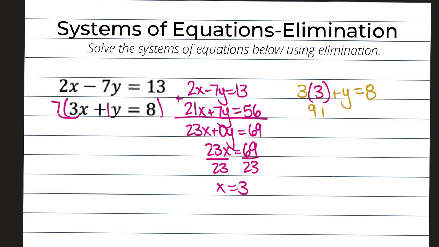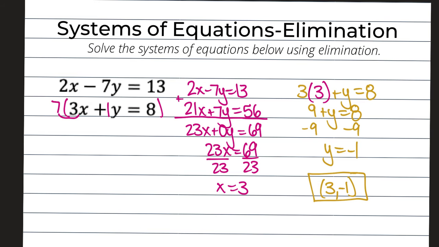3 times 3 is 9. And then to get y by itself, we need to get rid of that 9. So we would subtract 9 from both sides. And we would get y equals negative 1. Now the last step is to write that as a point. X value, then the y value. So 3, negative 1 is your answer.